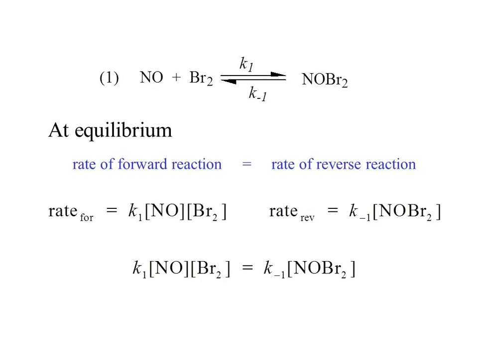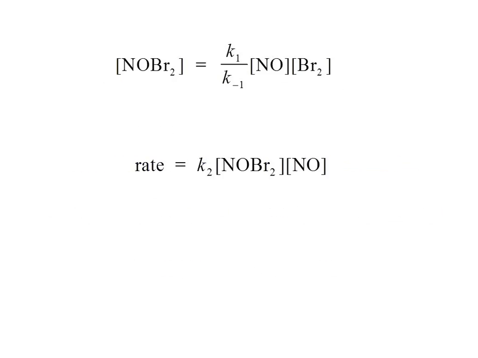Here we go. So actually, what would we do? Divide both sides by K negative 1? That would do it. So we divide both sides by K minus 1. So we got NOBr2 by itself. That's our intermediate.